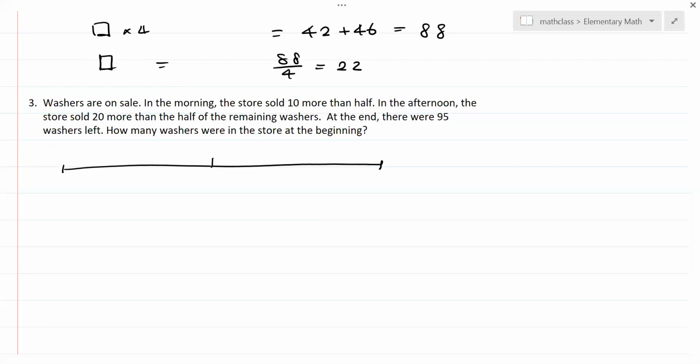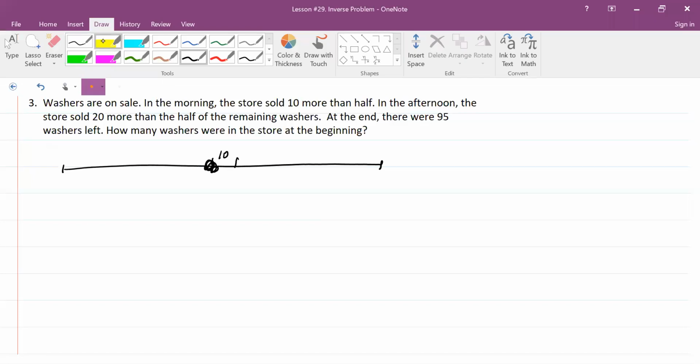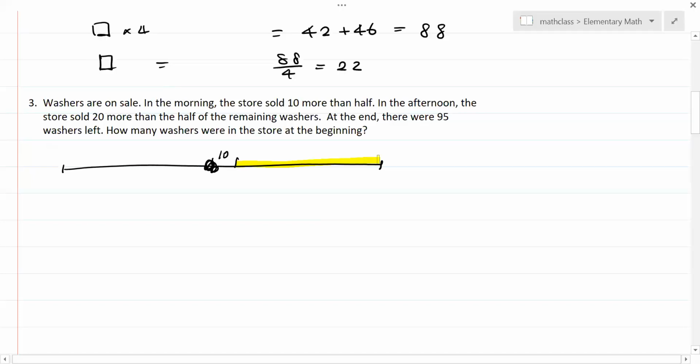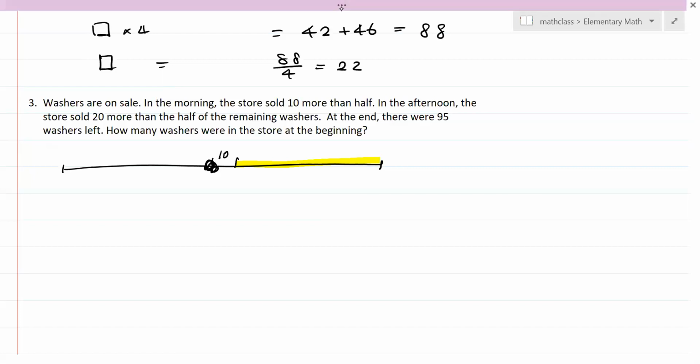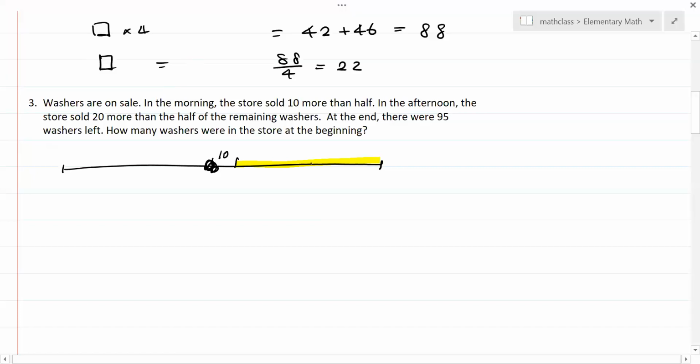You have to draw the picture. The question is more complicated. Then sold 10 more. So what is remaining? This is the middle point. What is remaining is this part. Then in the afternoon, again, what's the remaining? So sold half plus 20 more. This is another middle point of the remaining. Then you were told that this is left at the end, right? So what you have left is 95.